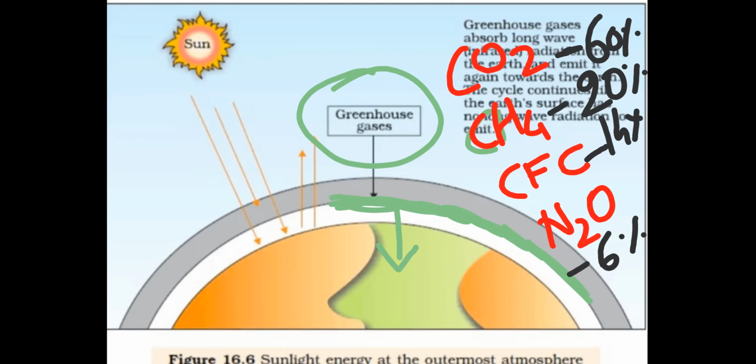Remember these values also. This question comes in NEET: which two gases mainly act as greenhouse gases? So these two mainly act as greenhouse gases. Their percentage is the highest: CO2 60% and methane CH4 20%. These gases trap the infrared radiation and reflect it back to the Earth's surface.